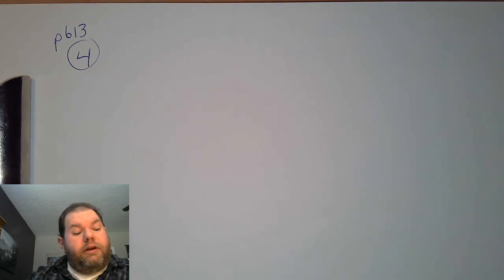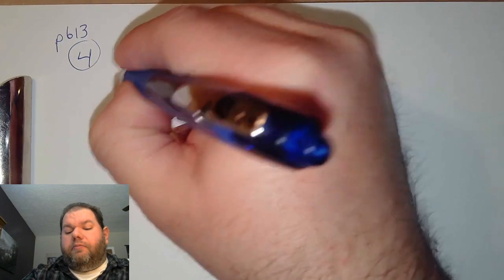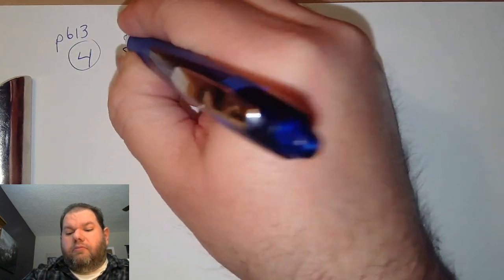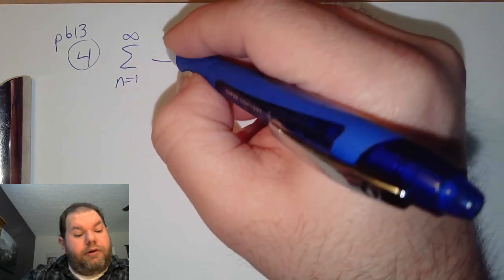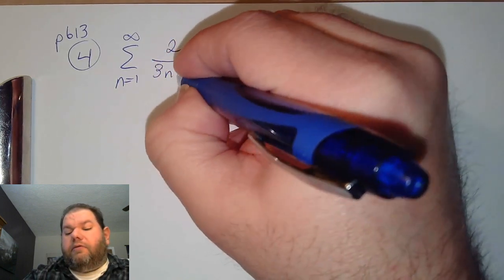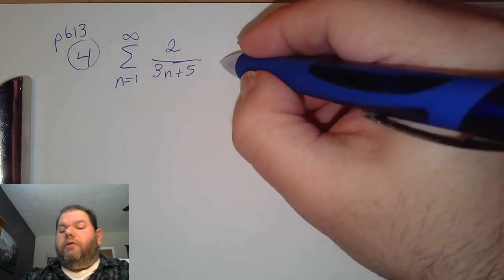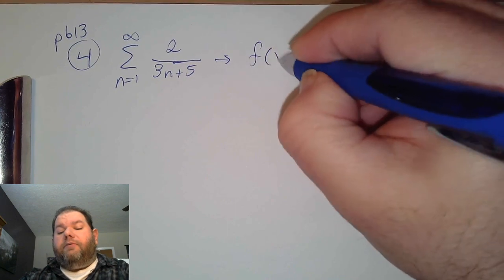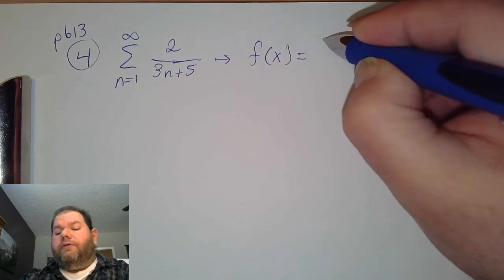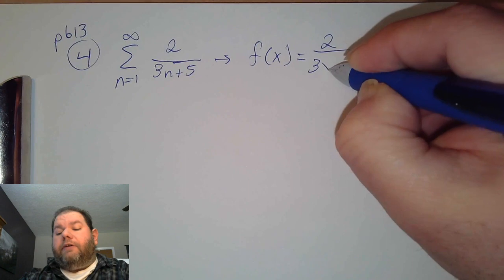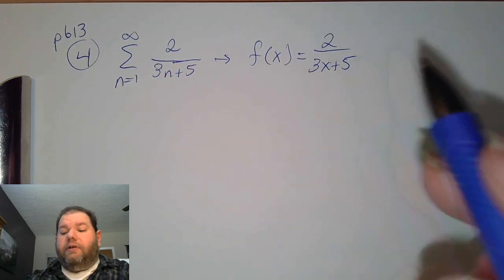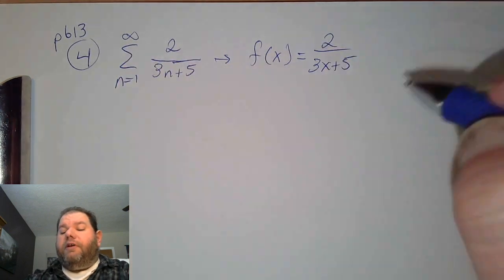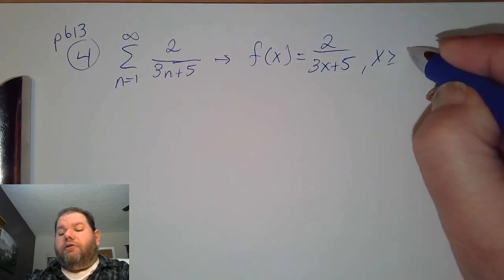With a sum n equals 1 to infinity of 2 over 3n plus 5. Okay. So first of all, that means we'll have f of x equals 2 over 3x plus 5. So again, we just changed the n to x. And this is from 1 to infinity, so we can say x greater than or equal to 1.